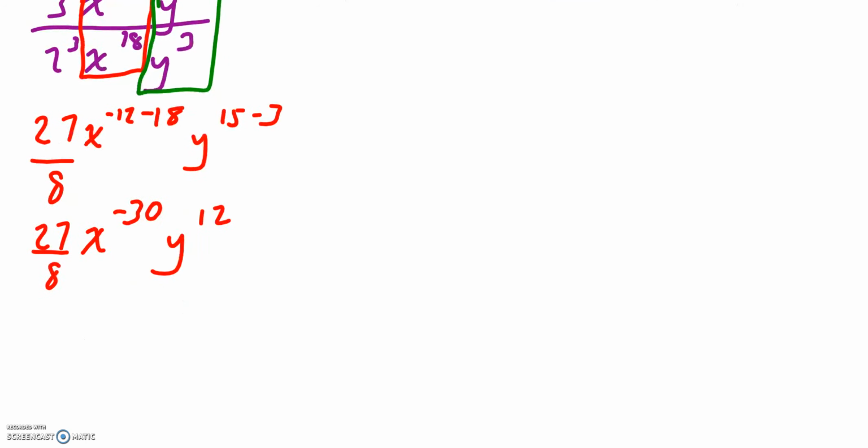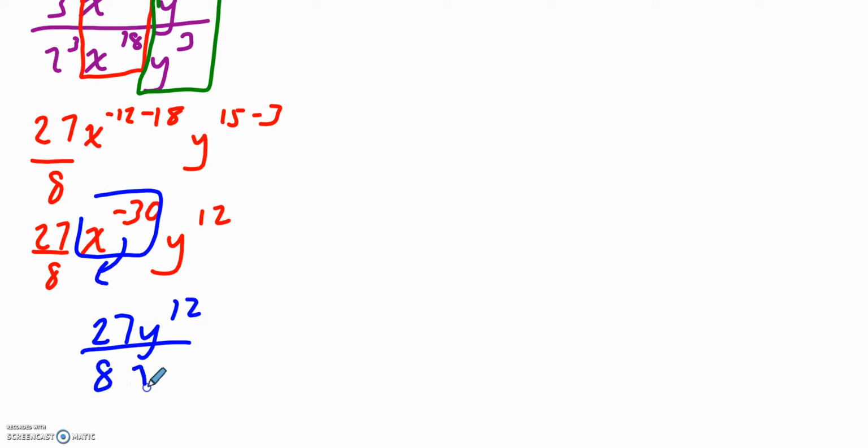I'd say the best way to write the final answer for this problem, if you notice that this is going to flip down, would be 27 y to the 12th on the top, because those do not flip. However, 8 stays in the denominator, and x to the 30th would join it.